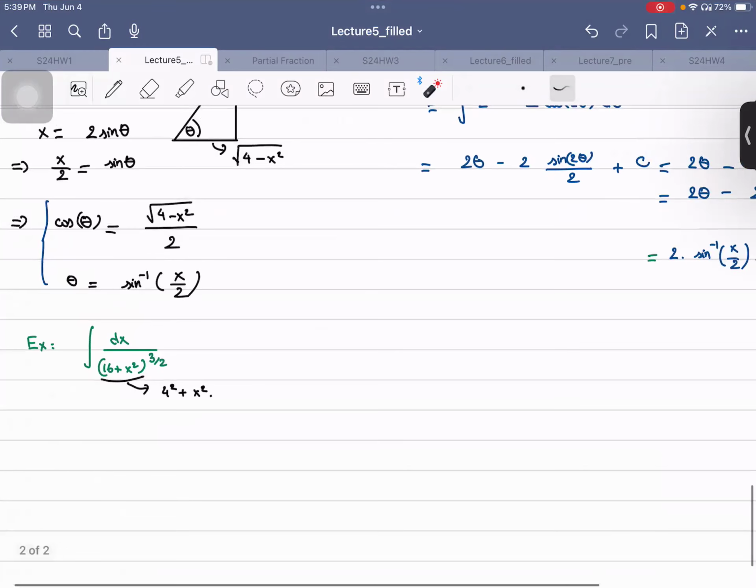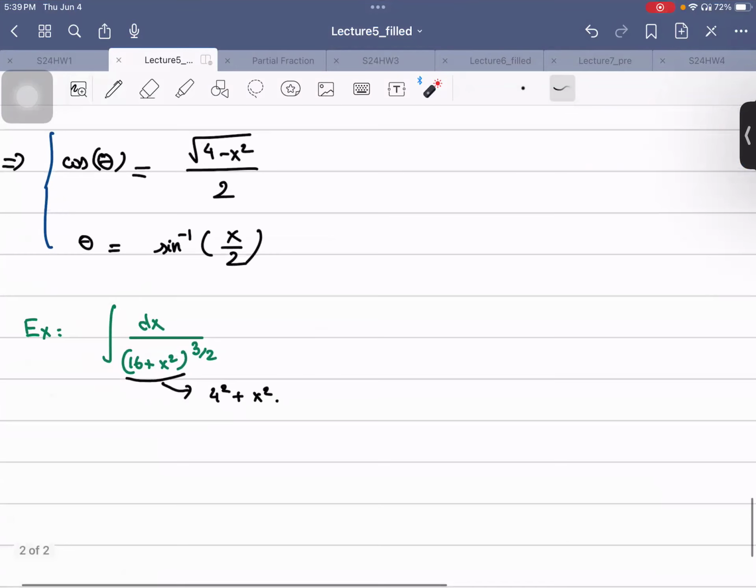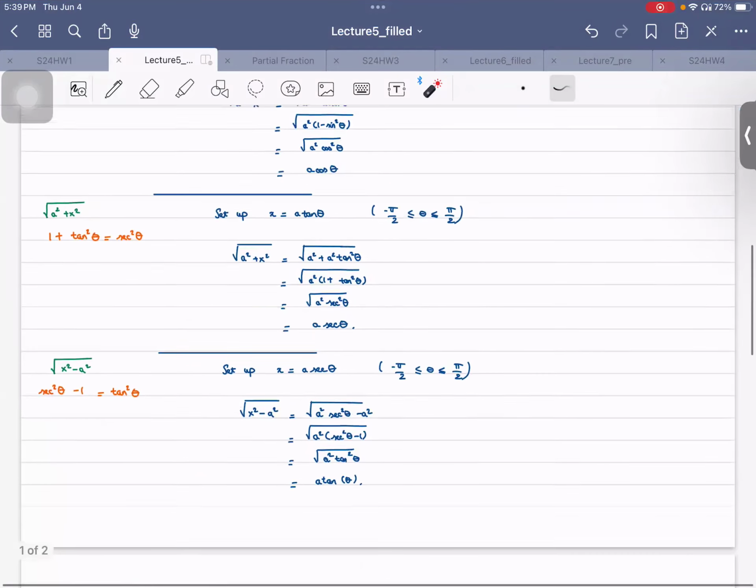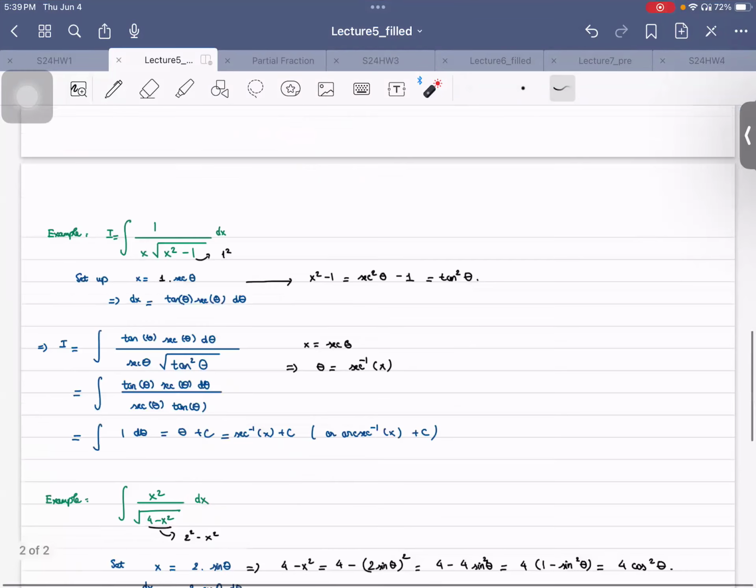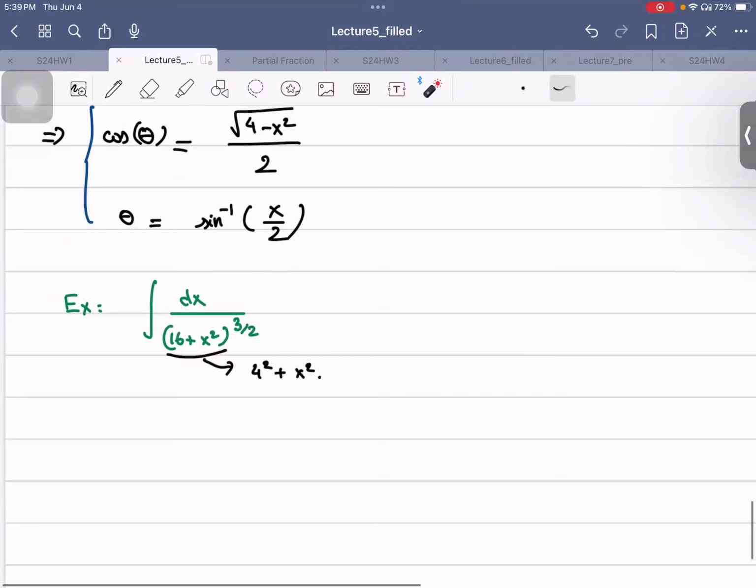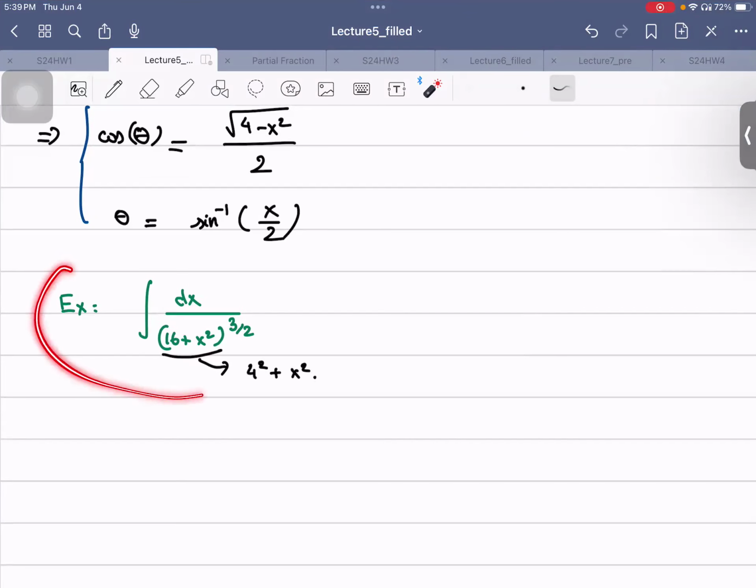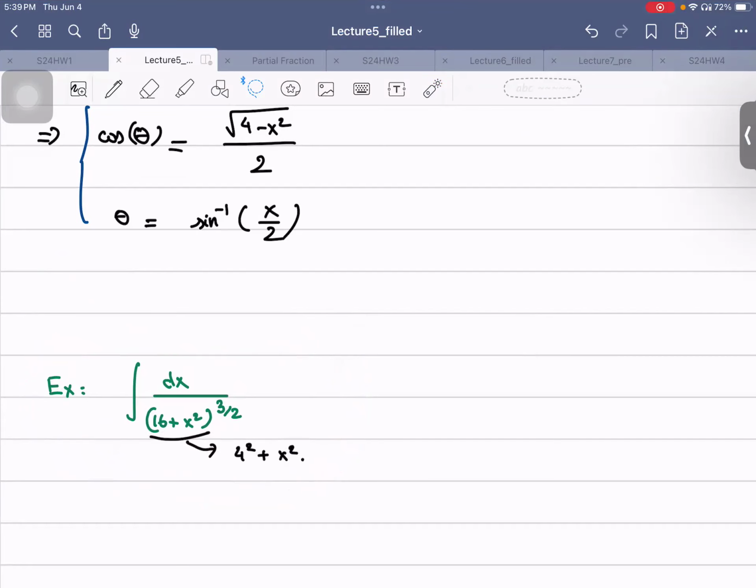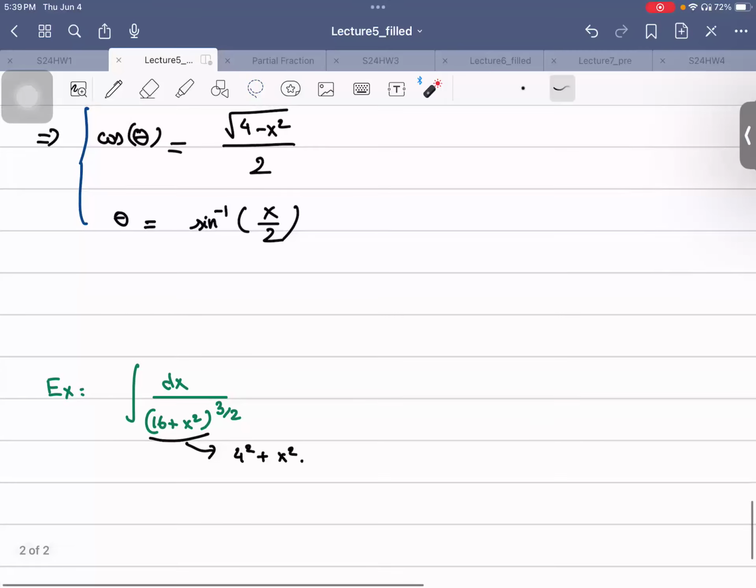In this mini video, we're going to cover the rest types of trig substitution with the tangent of theta. In this scenario, we have the integral of dx over 16 plus x squared to the power of 3 halves.